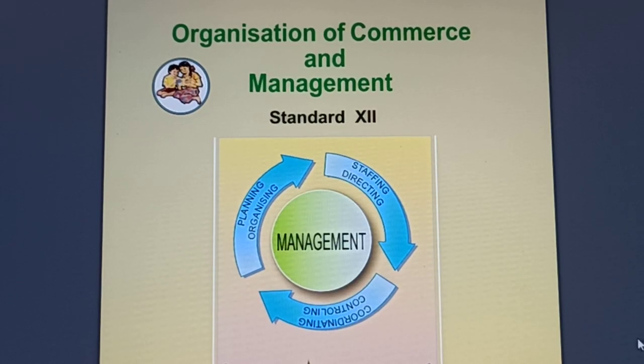Hello friends, today let us introduce ourselves to the Organization of Commerce and Management subject, Standard 12th, new syllabus 2020-21. As you can see, this is the cover page of our new textbook of OCM, as you call it in short, for Standard 12th, new syllabus.